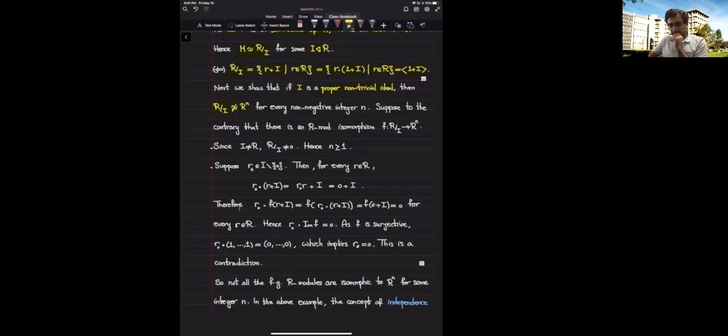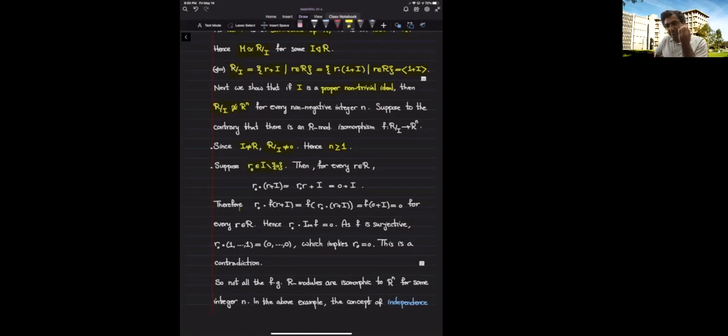So why is that the case? What is special about this guy? The point was that I is a non-trivial proper ideal. Because it's proper, R over I is not 0, and therefore n cannot be 0. It cannot be nothing. So that's the first observation. Because this is proper, this is not 0, n is at least 1. Now, next I want to argue that this isomorphism cannot happen. Why is that the case? What do I know about I? I is not 0, so it does have some element r naught that is not 0.